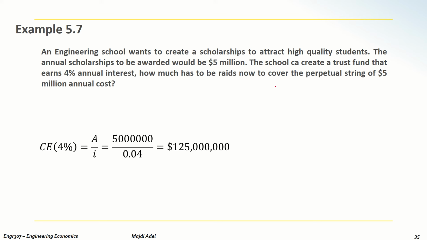So just to sketch the cash flow diagram, they have to deposit a certain amount of money in the bank so they will be able to draw $5 million for practically infinite life. So what is going to be P? Applying the capitalized equivalent equation, A over i, 5 million divided by 0.04, they should raise or deposit $125 million.